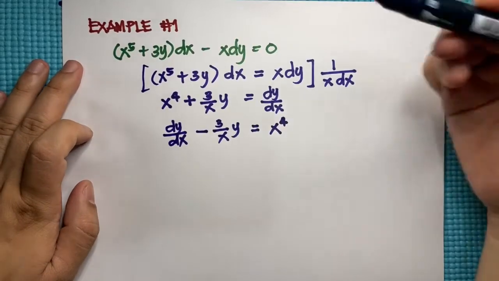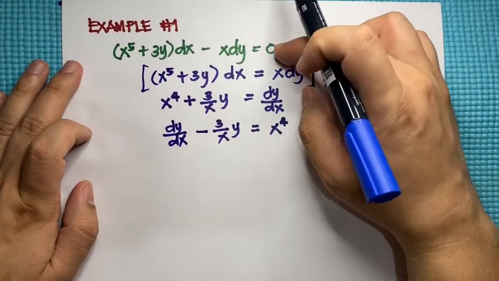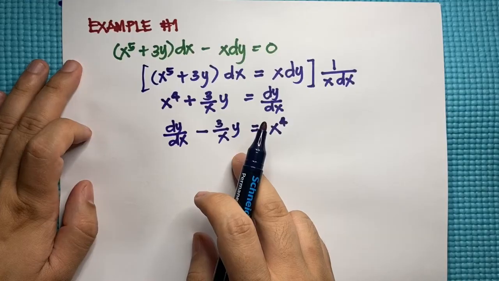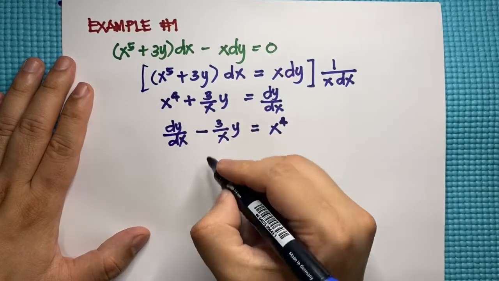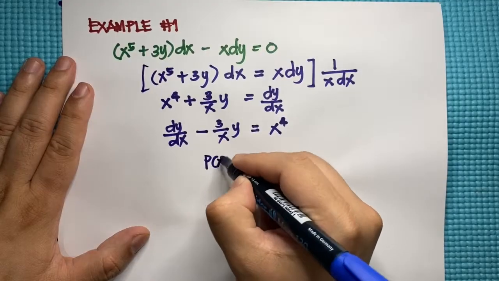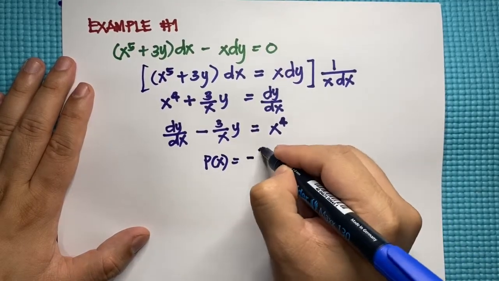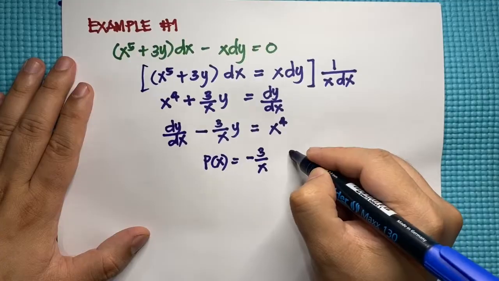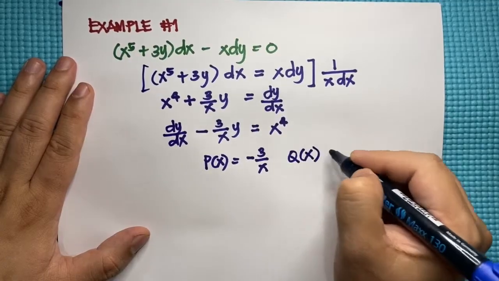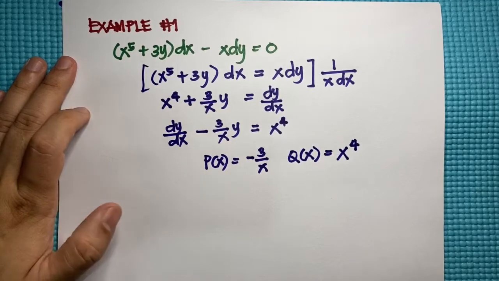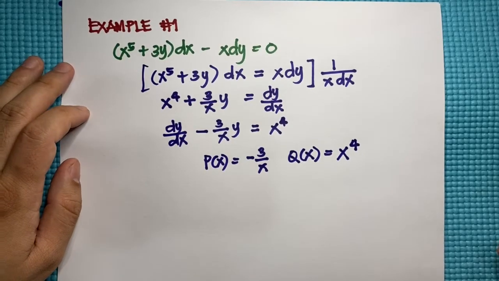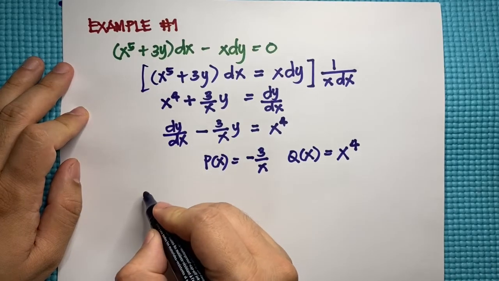So we have transformed our original differential equation into a linear differential equation standard form. In such a case, our p of x is equivalent to negative 3 over x, and our q of x is equal to x raised to 4. Our next step now is to determine the integrating factor of the given equation.